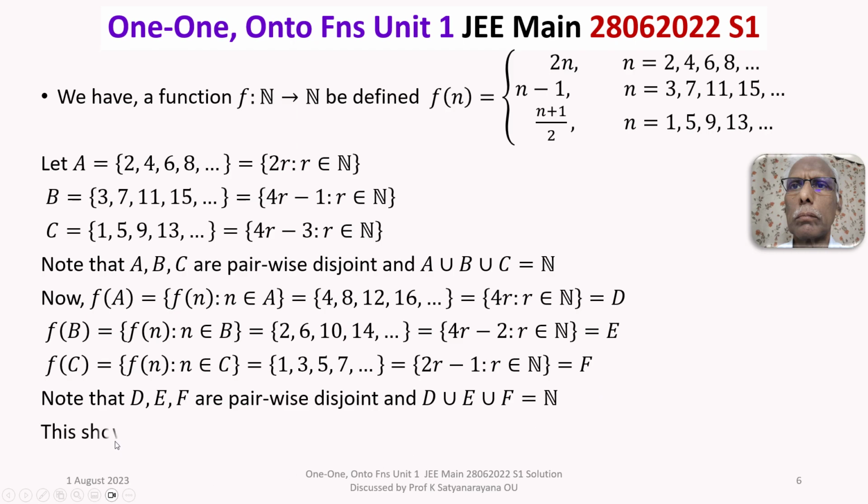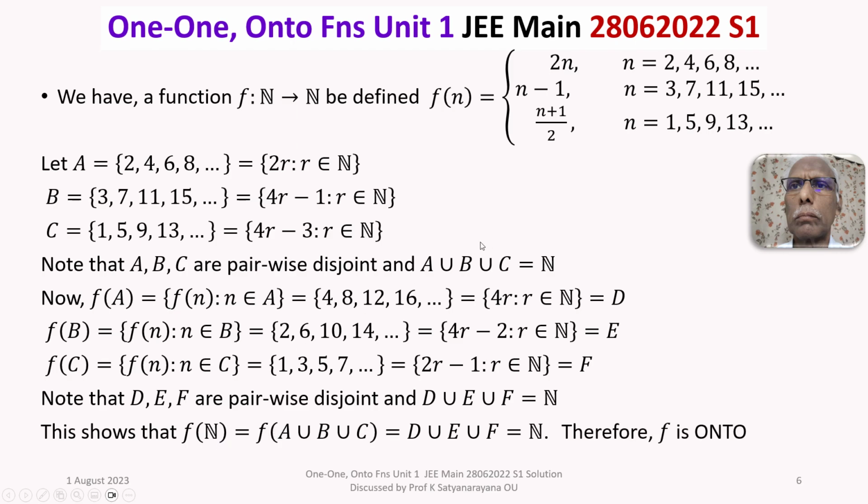Now, this shows that f of N is equal to f of, what is N? A union B union C. What is f of A union B union C? It is f of A union f of B union f of C, that is D union E union F. This is true because A, B, C are pairwise disjoint and D, E, F are pairwise disjoint and f of A is D, f of B is E, f of C is F. Under these conditions only this is true, and this is so because D union E union F will be N. So f of N is the whole of N.